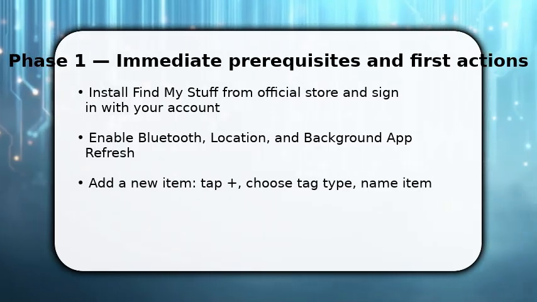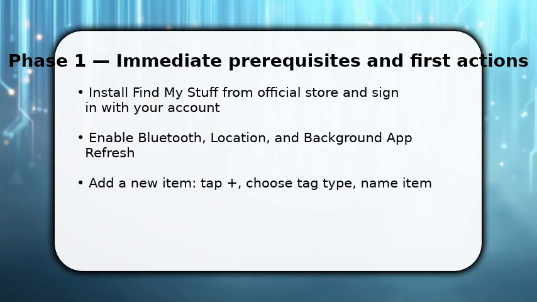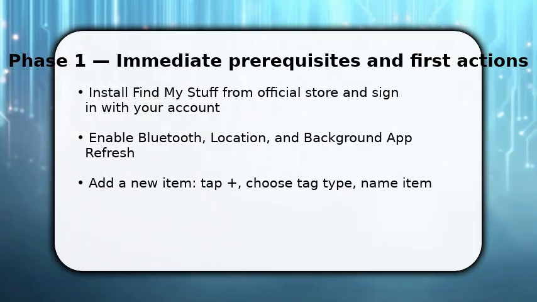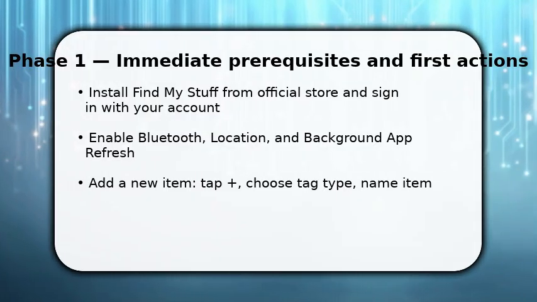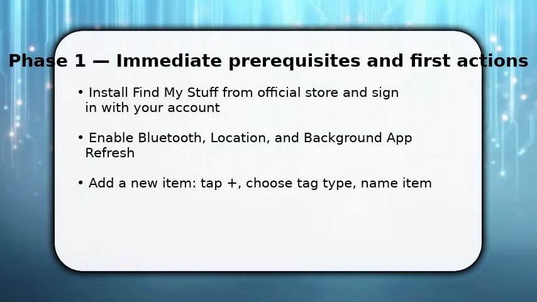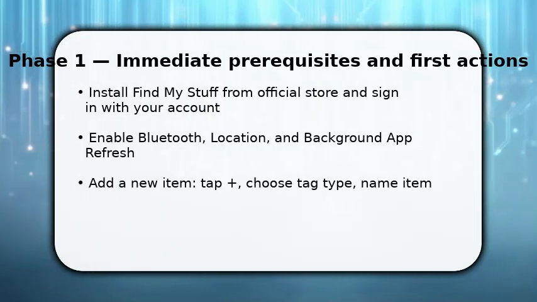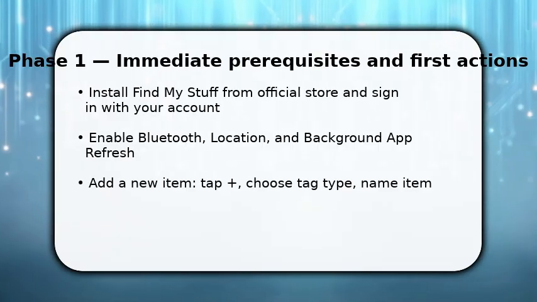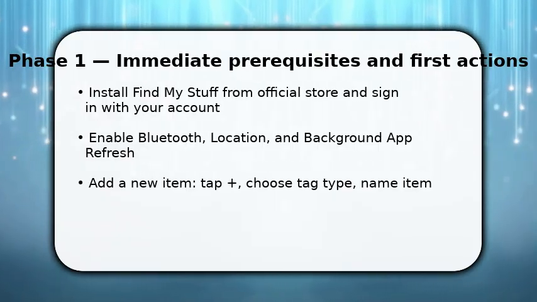Now add your first item, tap the plus button, pick the tag type, and give it a clear name. This first action registers the item to you and starts continuous tracking. It's critical because pairing establishes identity, permissions, and the baseline signal your app will use.